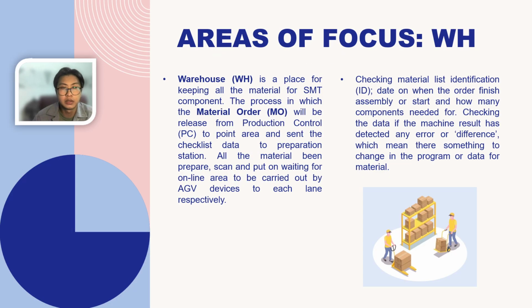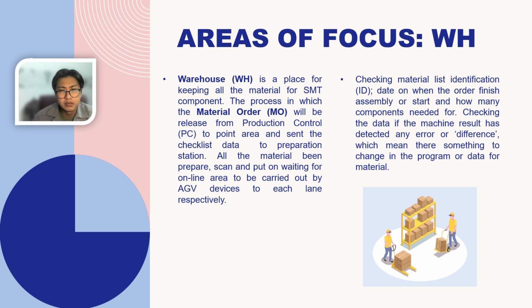Next, our last section is the warehouse. The warehouse is a place keeping all the material for SMT components. In the process, the material order will be released from production control or the shortlist PC to the point area, and the checklist data is sent to the preparation section. All the material is prepared, scanned, and put on waiting for online area to be carried by the AGV device to each lane respectively.